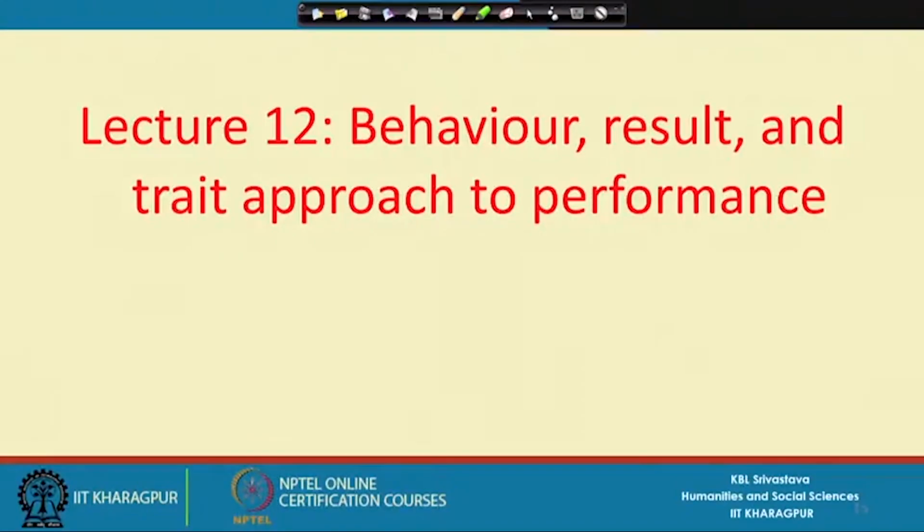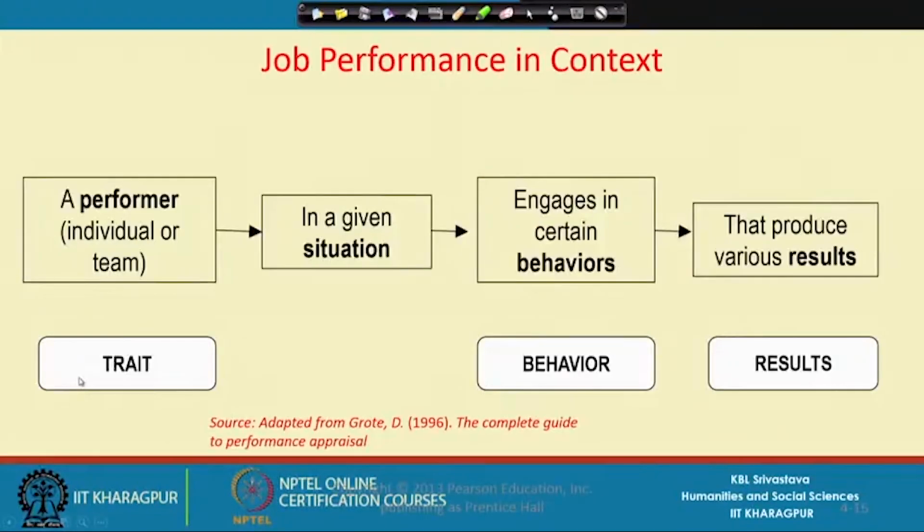Now we have seen that your behavior leads to results. Another important factor is your trait and characteristics related to the individual, which is equally important. So, all these 3 factors are important. When we are going to measure performance, we have to look at these 3 factors, that is behavior, result and trait approach to performance. So, in this lecture we are going to discuss how these behavior, result and trait approaches contribute to the performance of the people.